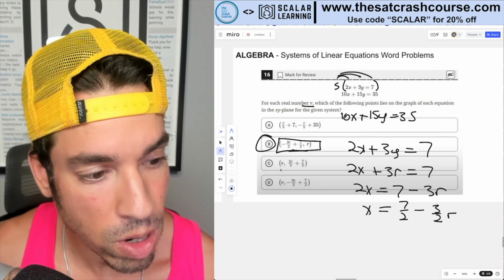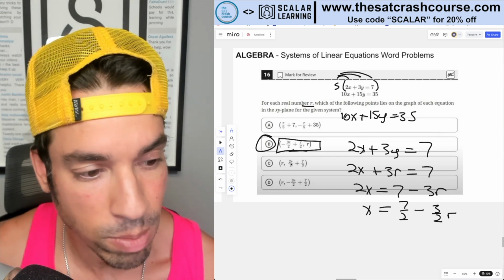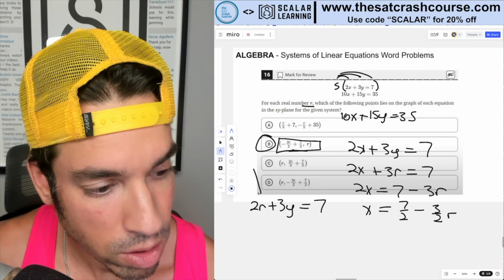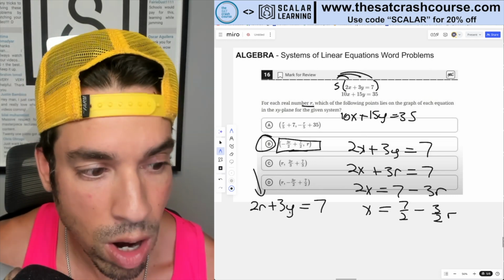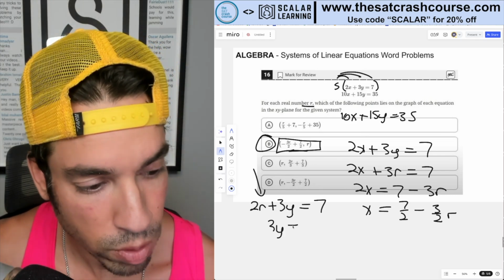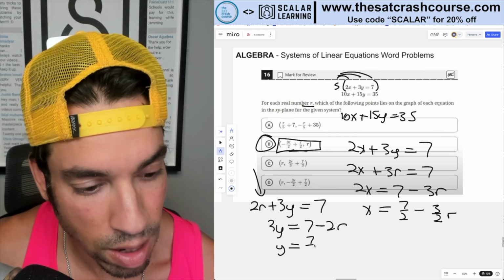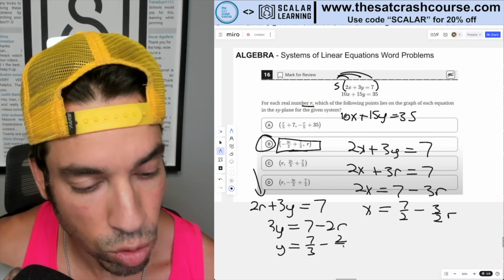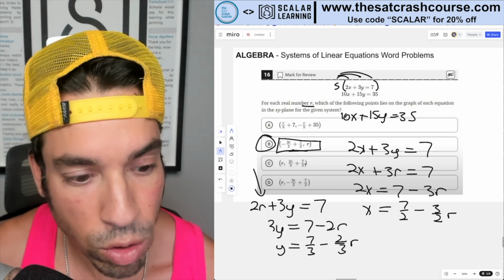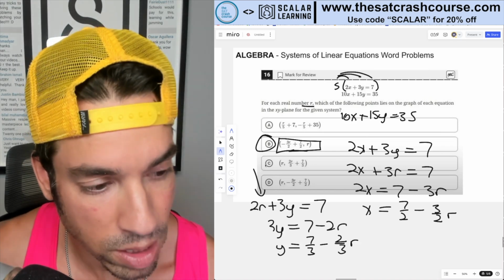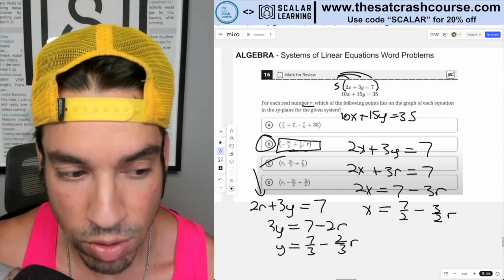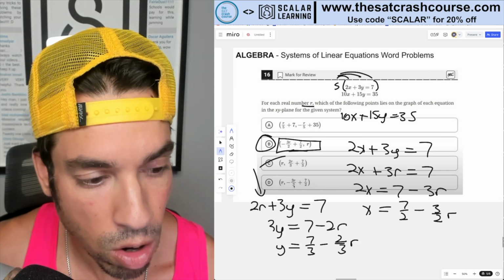Now, just for fun, let's actually see what C and D give us. I'm going to plug r in for x, and now that I've done that, we're going to isolate y and see what we get for y. So 3y equals 7 minus 2r, divided by 3. y is equal to 7/3 minus 2/3 r. Now this one's close, 7/3 plus 2/3 r, but that's not exactly right. And this one's totally different, 7 halves and then a negative 3r over 2.